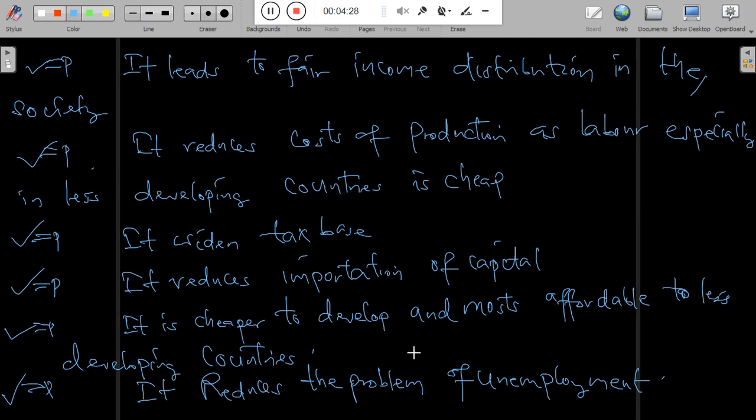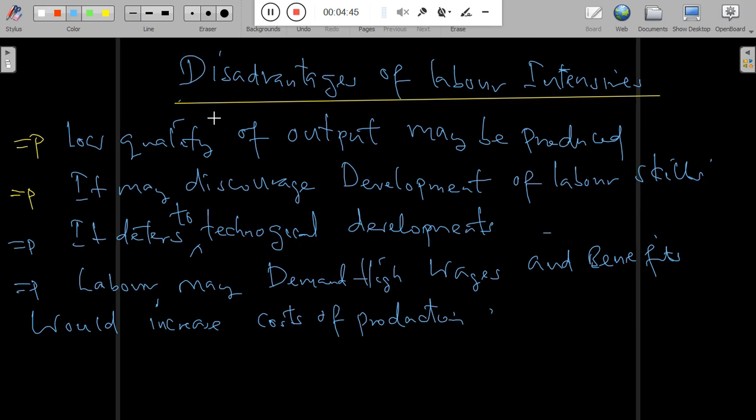It is mostly applied in developing countries. It also reduces the problem of unemployment, since most skilled and unskilled laborers are employed and able to earn a sufficient income to meet their needs and sustain life, together with paying tax to the government.